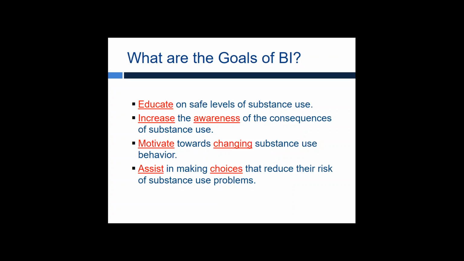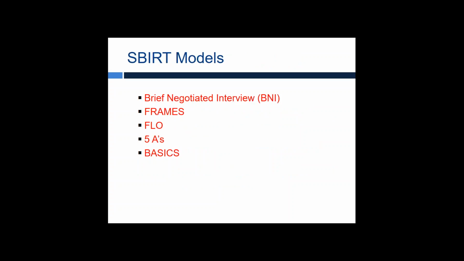Across the models, most of the goals are pretty much the same: to educate on the safe levels of substance use and what the low-risk guidelines are, increase the awareness of the consequences of substance use, motivating towards changing substance use behavior or behavior related to substance use, like driving behind the wheel, and assisting individuals in making their own choices and facilitating them to identify their own motivation for change and their own desire, their ability, their readiness, their need to change, and helping to draw that out in them. Let them come up with the reasons for change to reduce the risk around substance use problems. The goals generally apply to all the models.